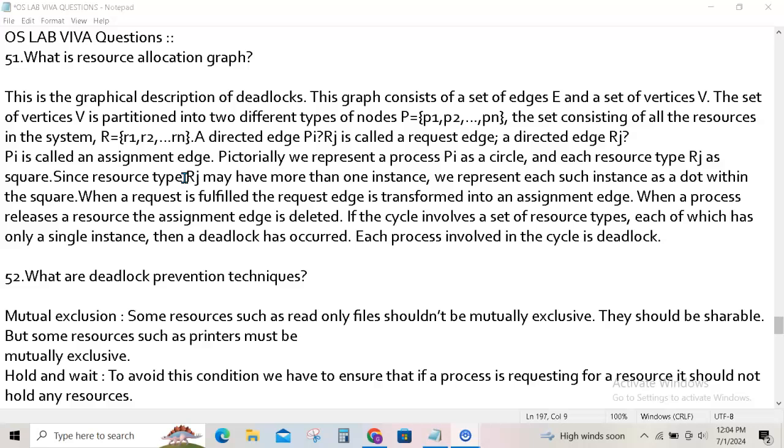A resource allocation graph can be used as a graphical representation of a deadlock. A resource allocation graph has a number of edges and vertices, and there are different types of edges such as assignment edge, request edge, etc. In this graph, we check whether there is a cycle or not. If there is a cycle present in the resource allocation graph, then a deadlock has occurred in the case of a single instance of each resource.